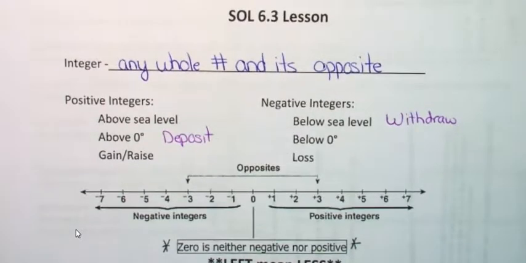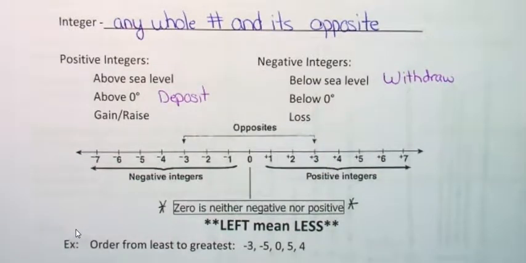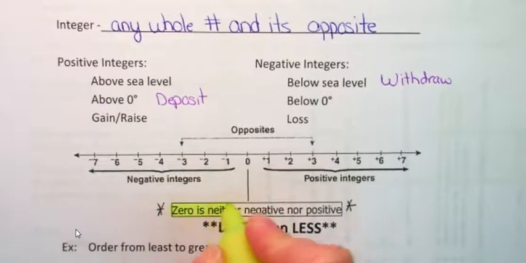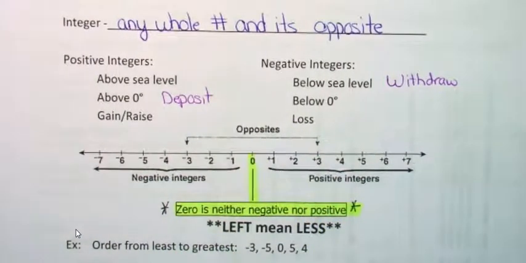But remember 0. 0 is kind of our special one right here in the middle, and I want to highlight this. 0 is neither negative nor positive. It doesn't fit in either category. 0 is its own special. It breaks up your negative and your positive numbers. So 0 is neither positive nor negative.